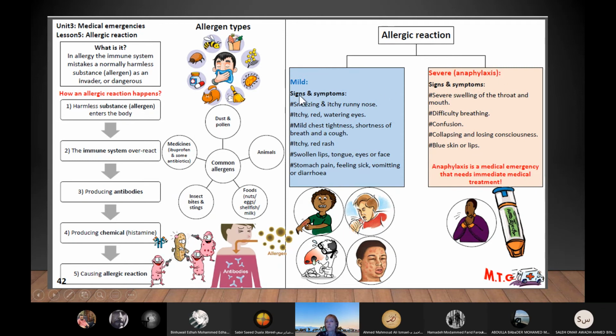So mild symptoms would be just sneezing, runny nose. They might be itchy. They may be coughing a bit. They may even have a bit of swollen lips, or some area of their face or their skin might have a little itchy rash. But if you have anaphylaxis, this is a severe swelling of the throat and mouth area, so making it difficult to breathe.